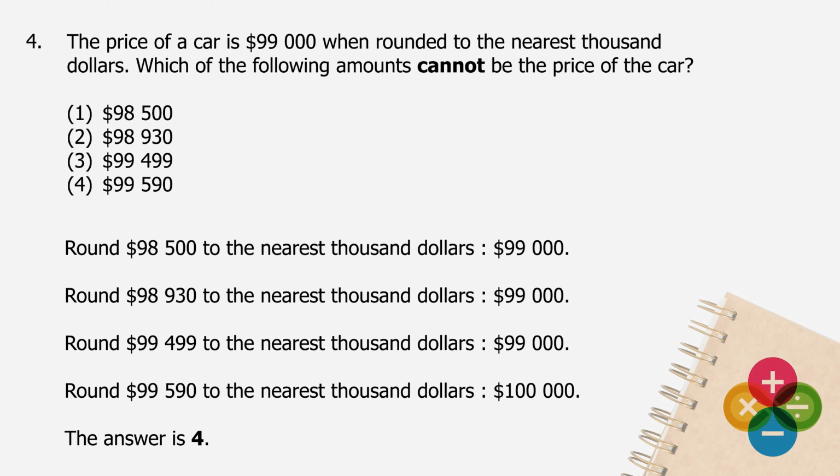Round $98,930 to the nearest $1,000 will be $99,000. Round $99,499 to the nearest $1,000 will be $99,000. Round $99,590 to the nearest $1,000 will be $100,000. The answer is 4.